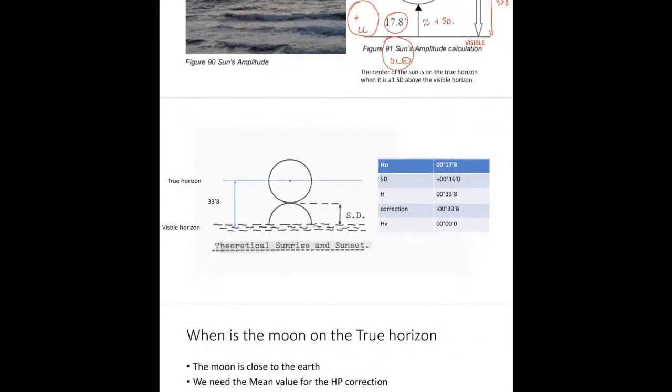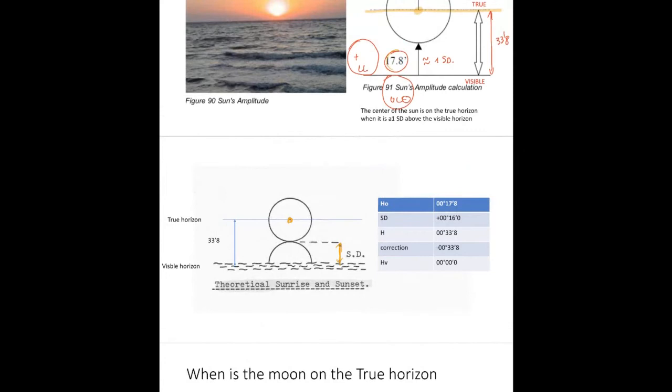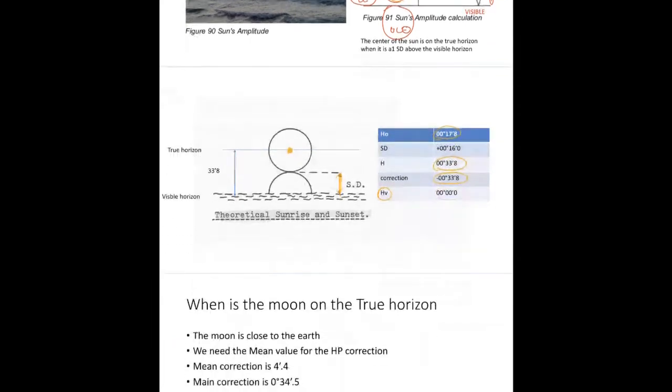This is again the same thing. So when the sun is with the center on the true horizon, then it is approximately 1 semi-diameter above our visible horizon. And so when we observe an altitude of 17.8, which is the one that you see here, and you add a semi-diameter, then you get an altitude of 33.8, but the total correction that you have to do is 33.8, so then your true altitude, sun on the center of the true horizon, will be 0 degrees.